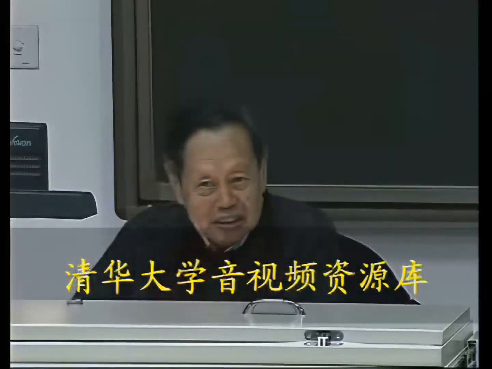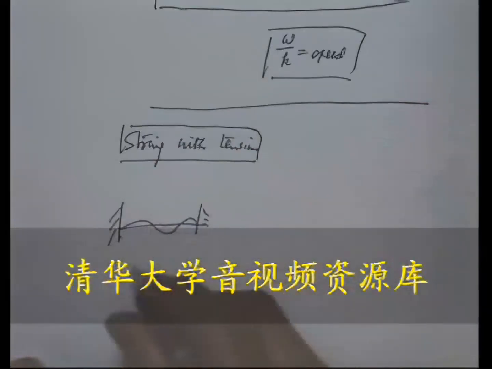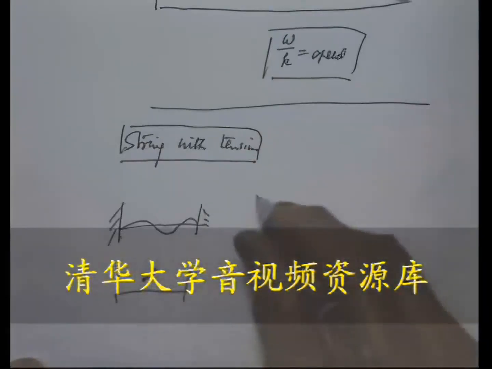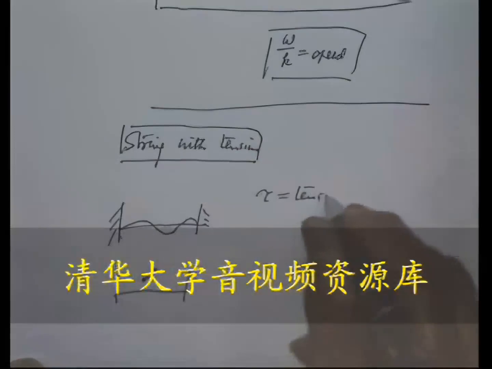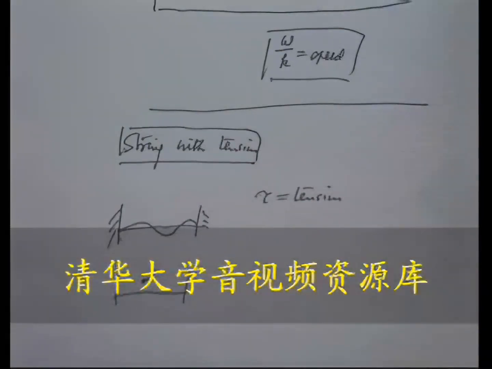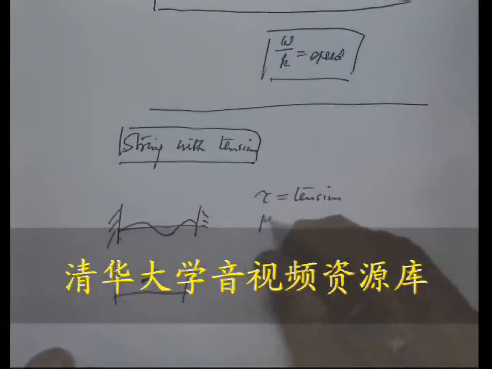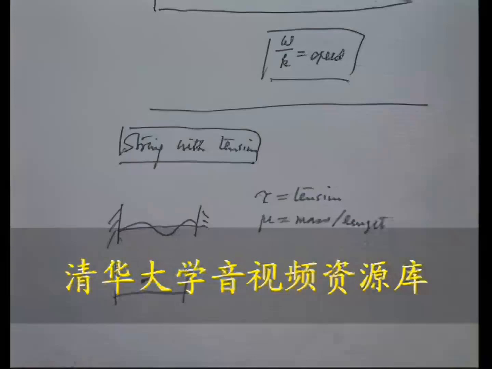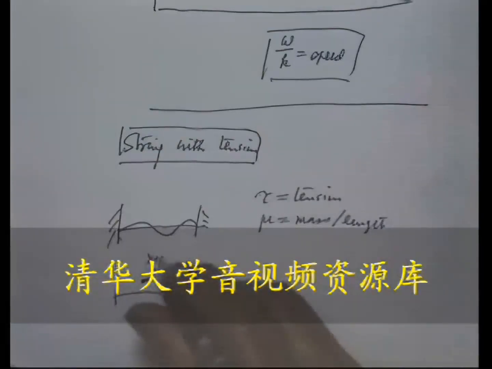So we are going to analyze this problem, and we look at one particular segment. This is the string, this is the original position, and now we look at a segment of it. The string has a tension, which is tau. The string has a mu, which is equal to mass per length. So I'm now going to look at a small segment of it, from x to x plus delta x.